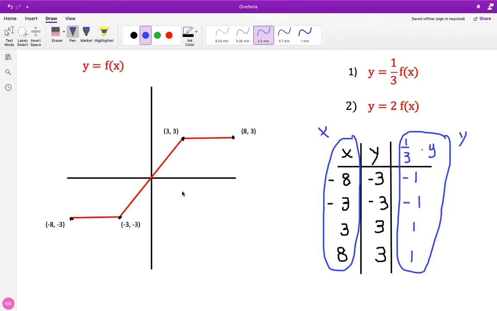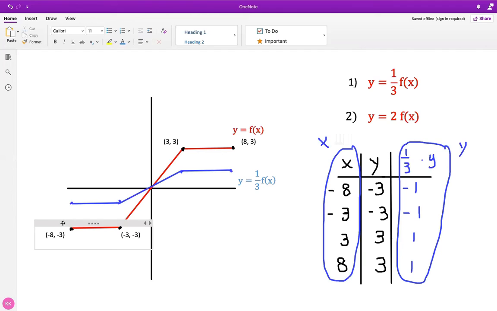Let's plot this. The first point we have is -8 and -1, approximately at this position. What about -3, -1? Approximately at this location right here. We also have 3, 1 at this location and 8, 1 at this location. I'm going to connect these points. This is the shape you get for this function, y equals 1 over 3 f of x.